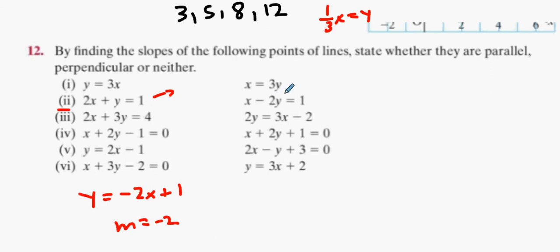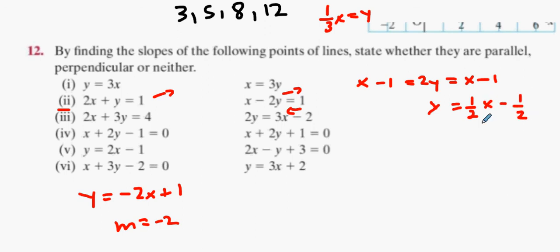Now get y on its own, it's going to be x take away 1 equals 2y, or 2y equals x minus 1, divided by 2, y equals half x take away a half, and what you get is a slope of a half. So this is an m value of a half.